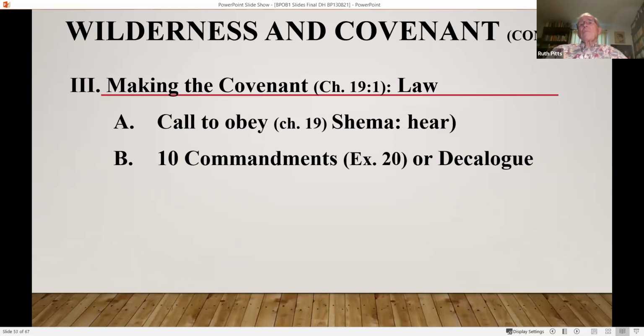Now, the making of the covenant in 19:1, this is the giving of the covenant or the law. There's a call to obey. The famous Shema, hear, O Israel, the Lord our God is one God, and thou shalt have no other gods beside me. That is actually a later version of it in Deuteronomy 6:4, but it is the call, the hear, the call to listen to the commandments. Okay, 10 commandments or Decalogue.